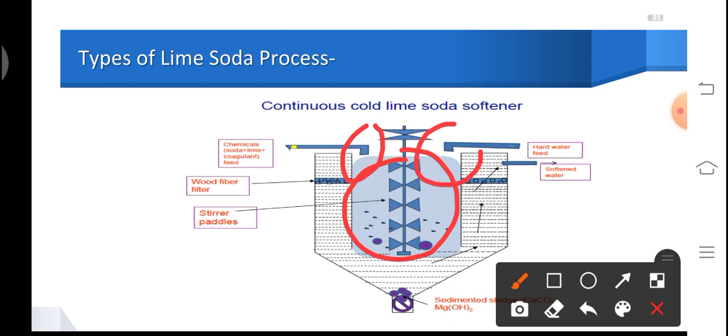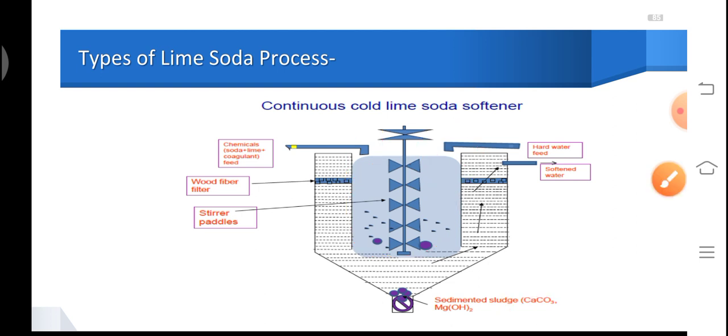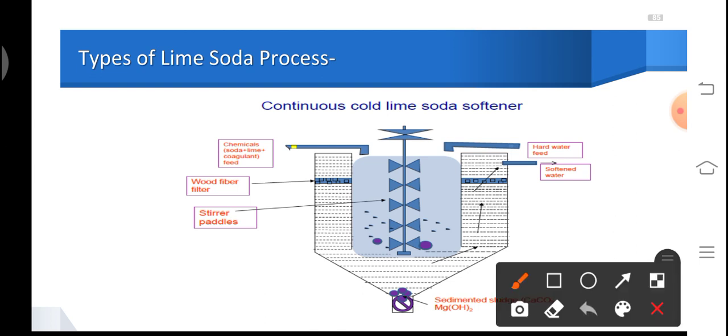And the second inlet is for the hard water. Both the inlets are present at the top of the column. Through this inlet the raw water is taken into the softener along with the reagents, and then with the use of a stirrer these chemicals are mixed with the water. Here you can see the stirrer is present. This stirrer is used to mix the chemicals with the reagents.